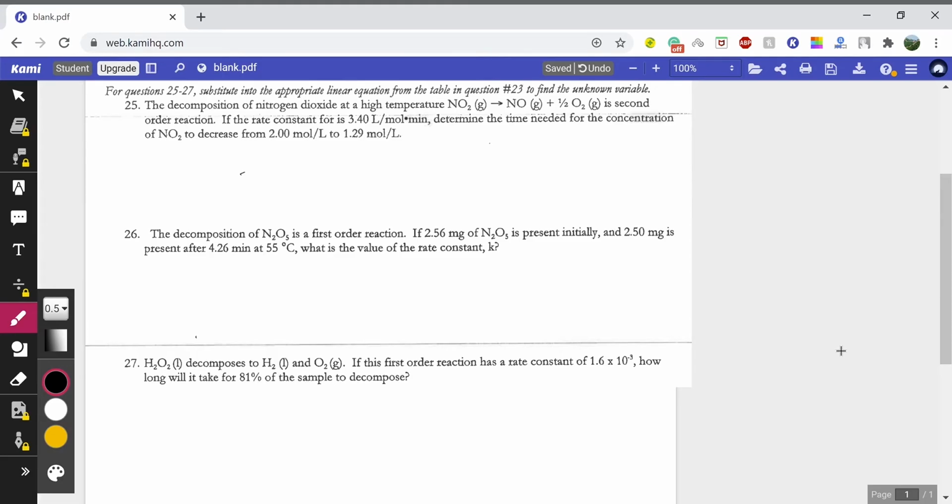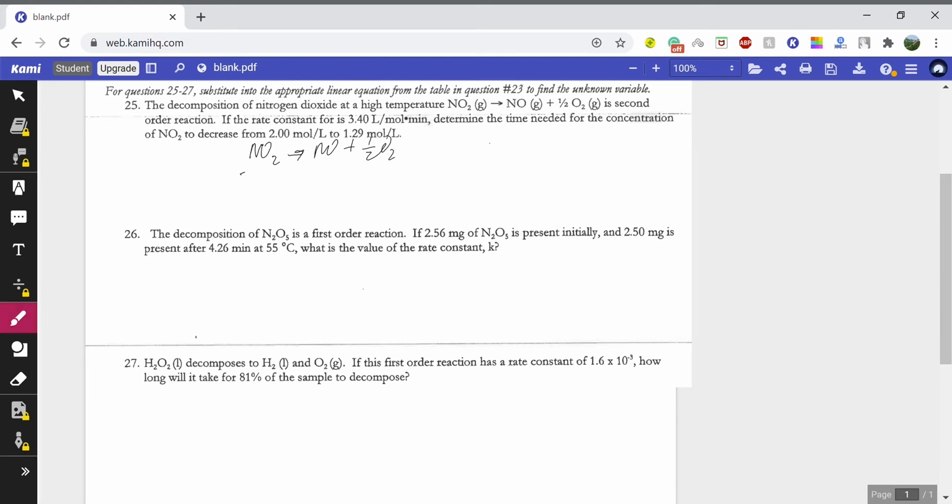Hi, in this video I'm going to do some practice problems with the integrated rate laws we learned in the previous video. So first it says the decomposition of nitrogen dioxide at high temperature is this formula. NO2 makes NO plus 1/2 O2. It's a second order reaction, and it also told us the rate constant.